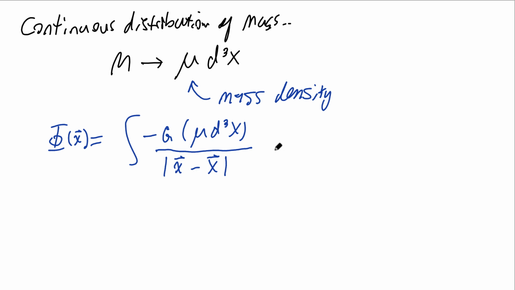And I can write this a little more neatly as minus big G times the integral d3X, times mu over the magnitude of little x minus big X. Now this result for phi satisfies the Poisson equation.